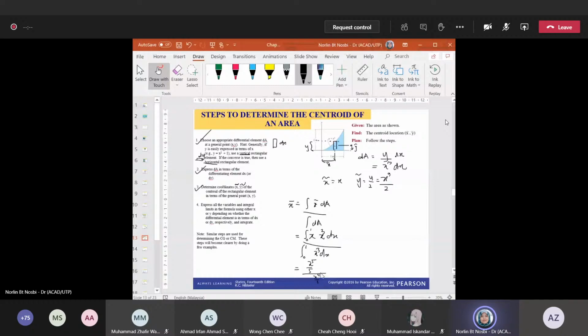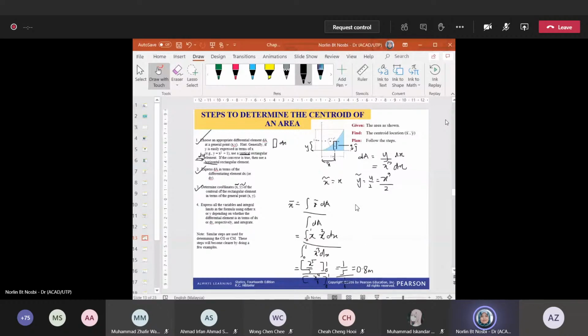Don't forget it is from 0 to 1, and the same goes for the bottom here, 0 to 1. So when you solve it, you change the x to 1. You will get 1 over 5 divided by 1 over 4. So you will get 0.8 meter. The unit is in meter. Don't forget, the unit gives you 1 mark. So you have done. You have found the x bar.